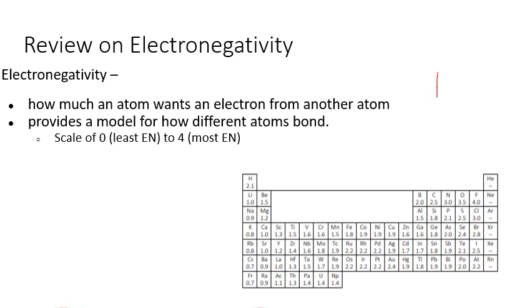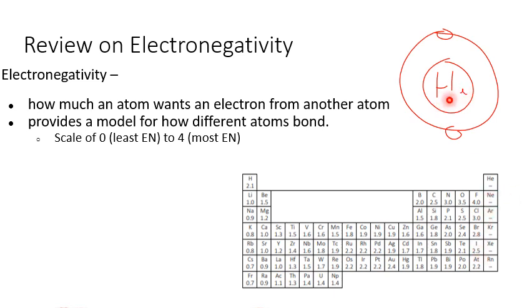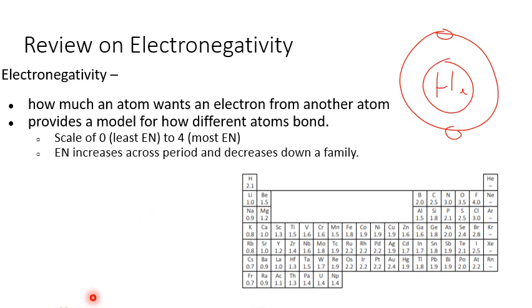Remember, if we draw helium, there's the nucleus. It has 2 electrons in its first energy level, which means that it has a full shell, not an octet. Of course, neon and the rest of them would have 8. But remember, helium only has 2 to start with. Okay, so what else do we know? The electronegativity increases across periods and decreases down a family.